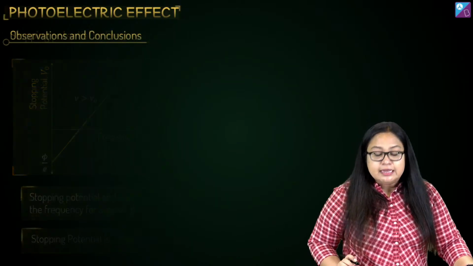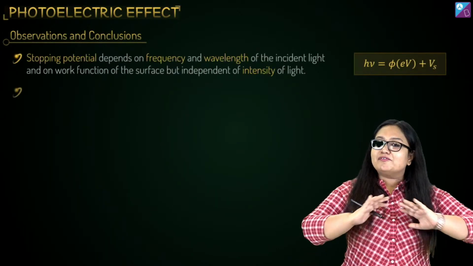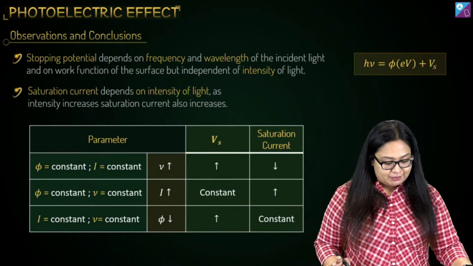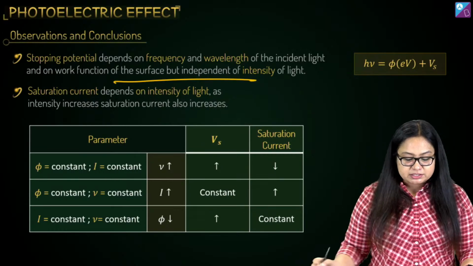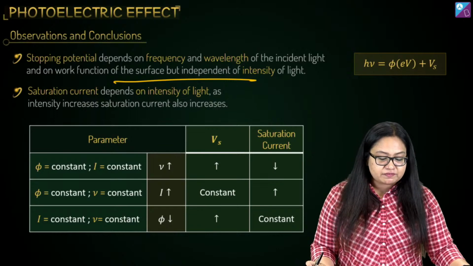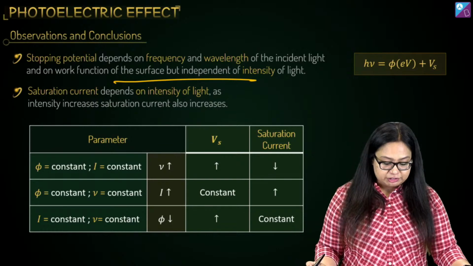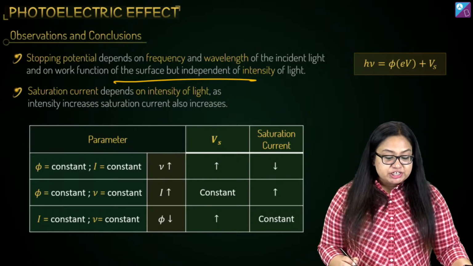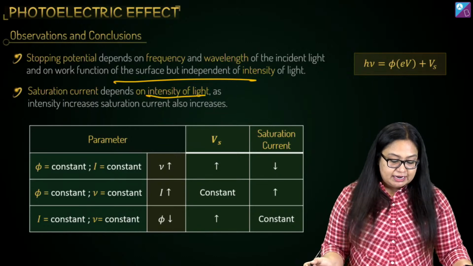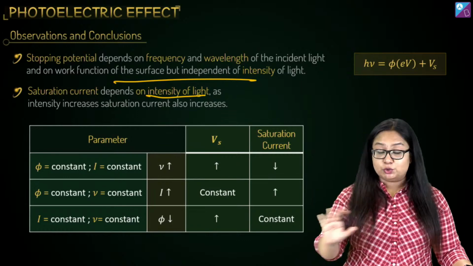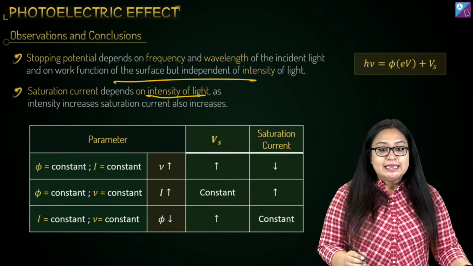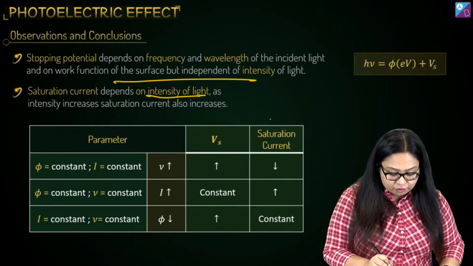Okay, now let's finally conclude everything. You can see the dependence of stopping potential on the frequency and wavelength of the incident light and on the work function. Saturation current depends on the intensity of the light. As intensity increases, saturation current also increases. You have seen that. And here I have a table for you.